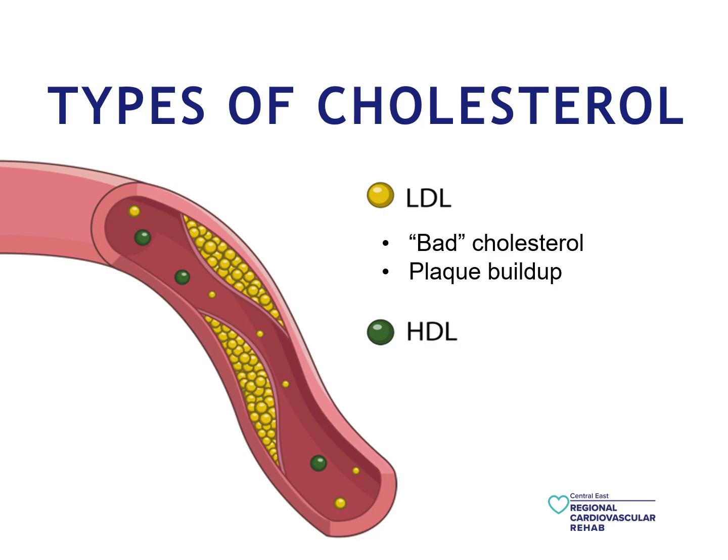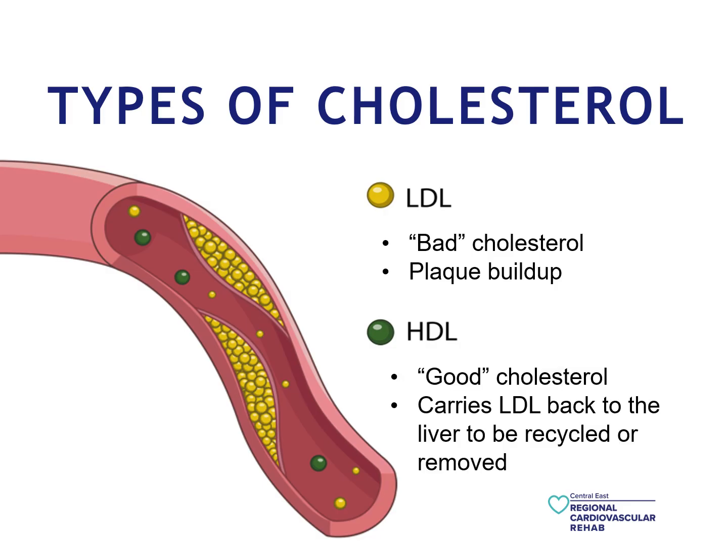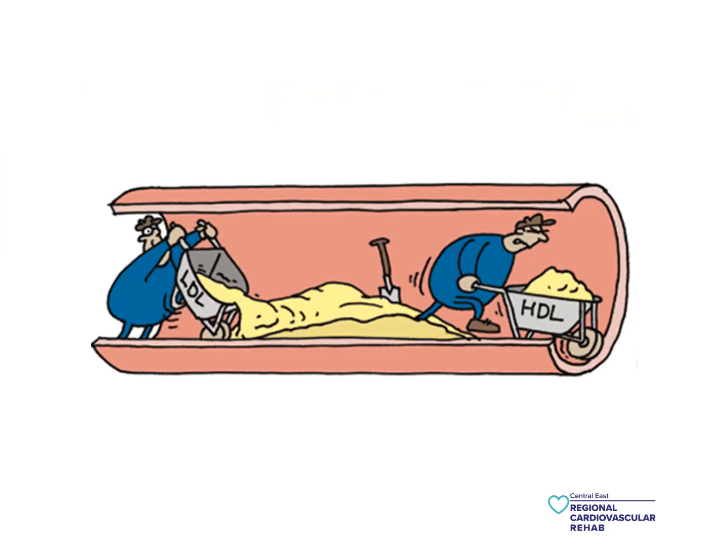And then we have HDL, which is our good cholesterol. So we like this one to be higher, and we are happy when it's higher. The reason is because it helps carry LDL back towards the liver to be recycled and removed. So as you can see in this image here, it's just another example of, so we have LDL lining that artery wall, but then we have our little HDL worker with his wheelbarrow loading up that LDL and taking it away so it can be recycled.